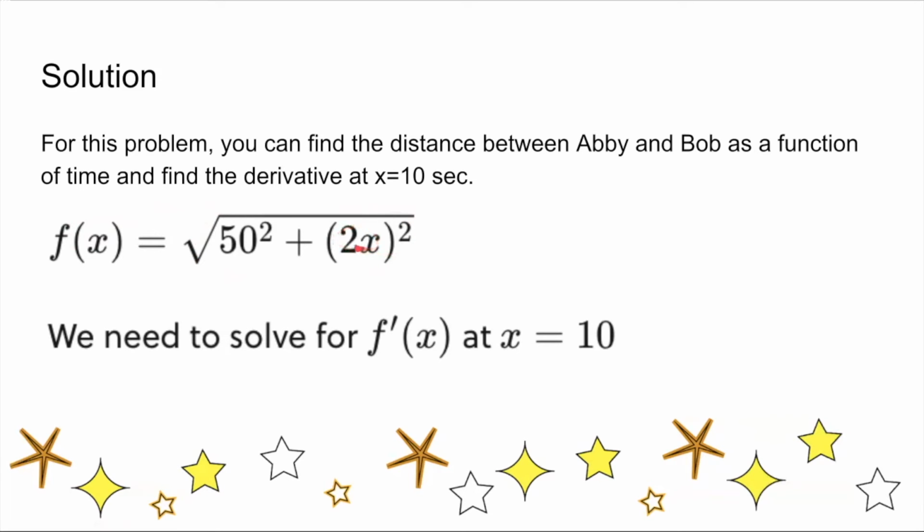Well, the second function is just 2x. It's the distance that Abby has walked as a function of time. I just didn't list it here. I just listed it immediately as 2x, but that's the other function. So we need to solve for f prime of x at x equals 10 seconds.